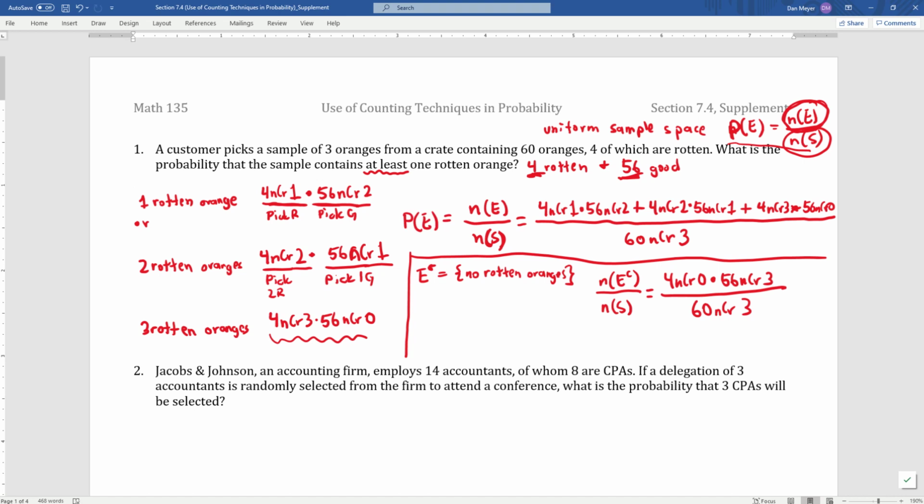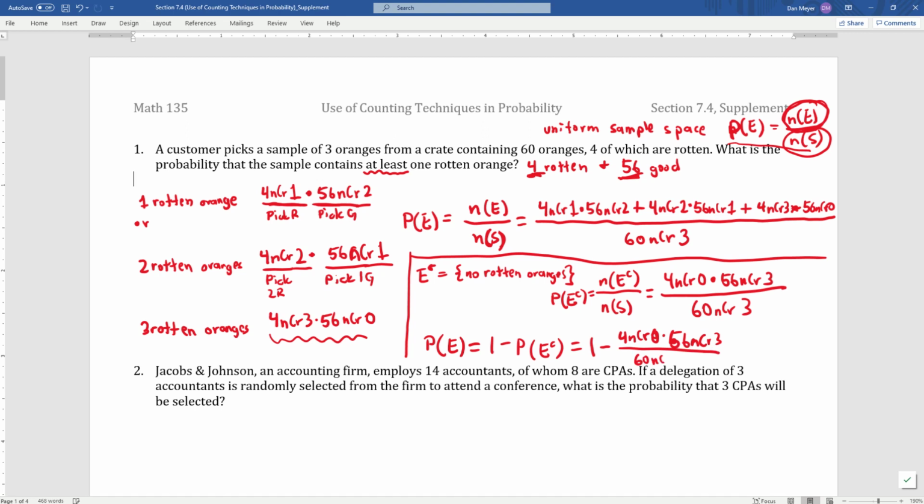One thing that we want to do here, when we find the probability of E complement, that's what we found right here. We're still interested in the probability of E, and we want to use the complement formula. The probability of E is 1 minus the probability of E complement, which in this case is 1 minus 4 choose 0 times 56 choose 3 divided by 60 choose 3.